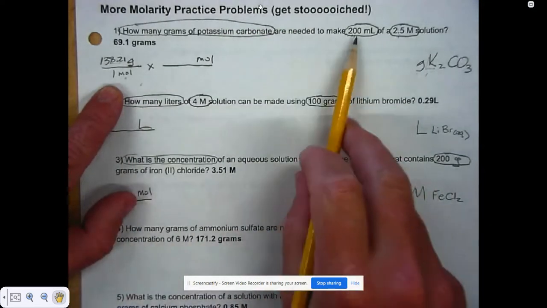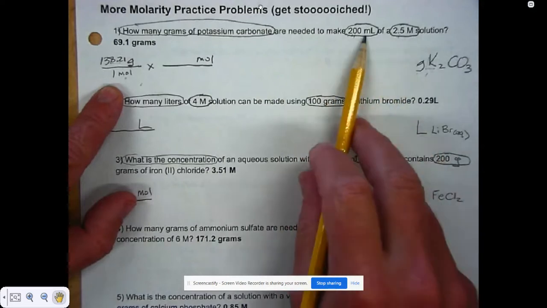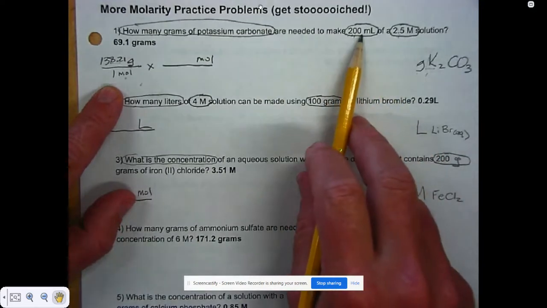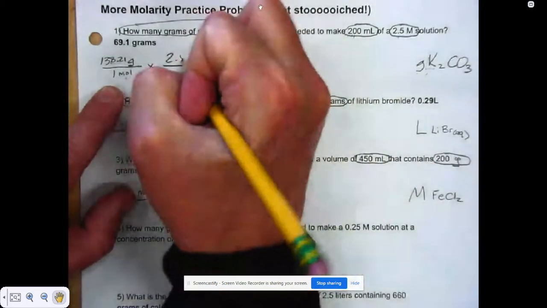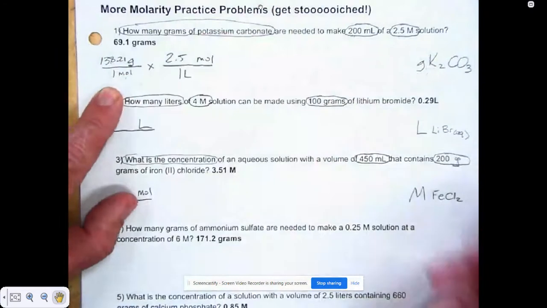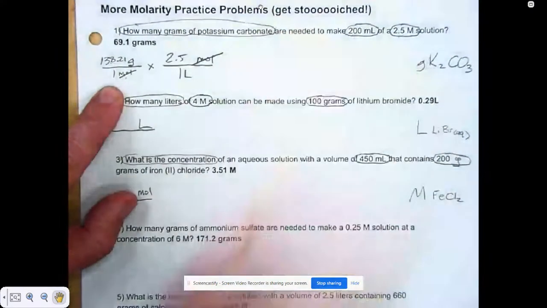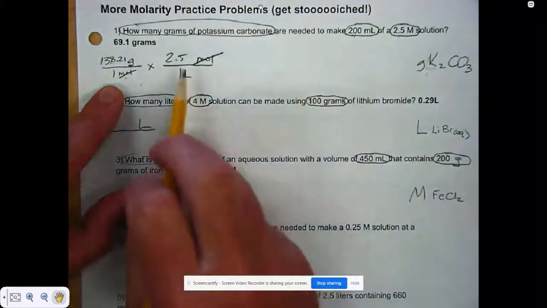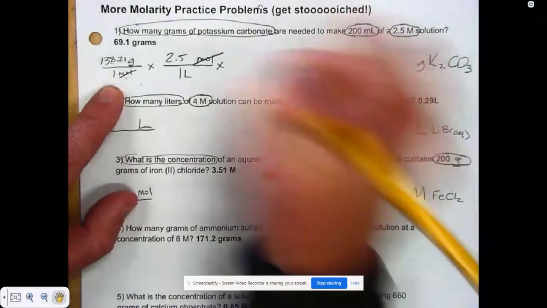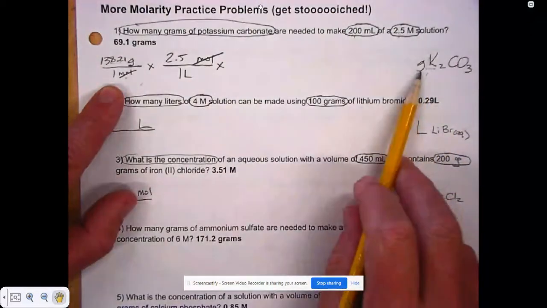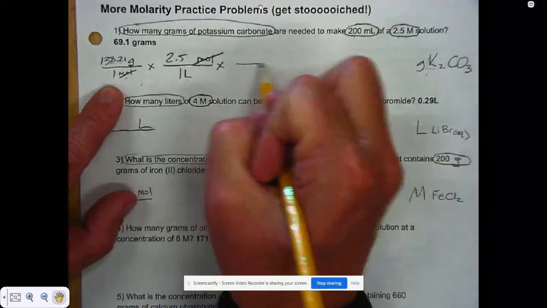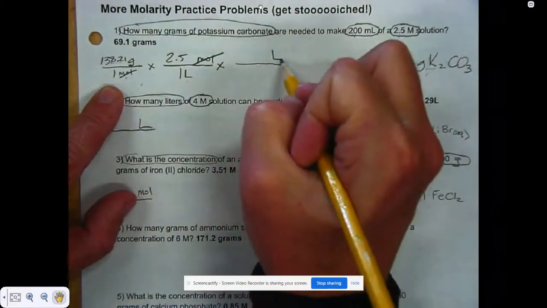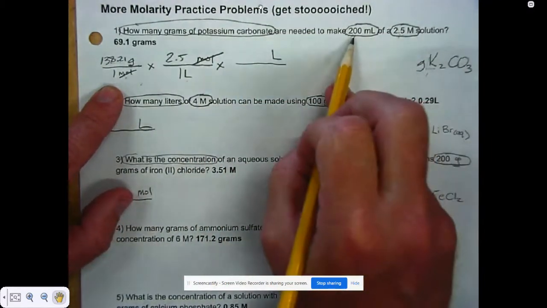Now I'm going to look over here. Does this have something to do with moles? No. 200 milliliters? No. What about 2.5 moles per liter? Yeah. Certainly 2.5 moles in 1 liter. And then moles cancels out, and I'm left with liters on the bottom, which I don't want. I want grams. I need to get rid of liters. So where should I put liters? Up here. And this says 200 milliliters.